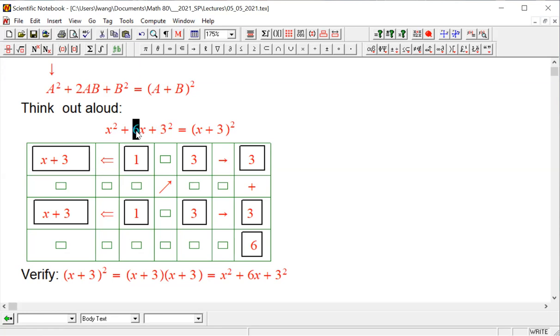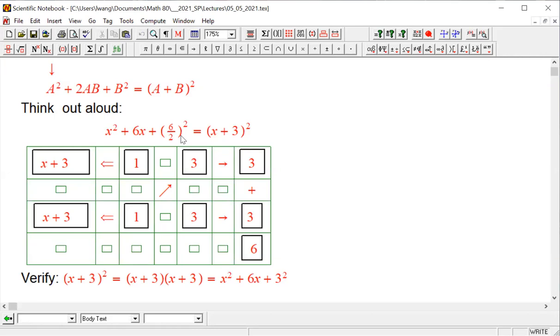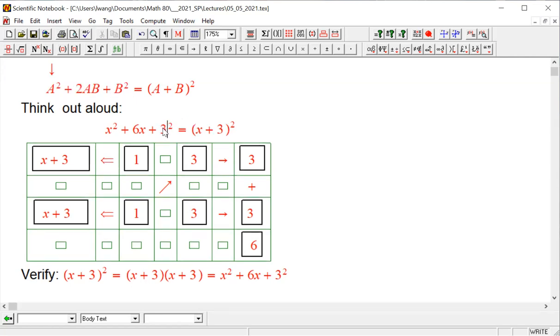3 is a half of 6. Do you guys see that? 3 is half of 6. Half of 6 squared is the b squared you're looking for in this situation. So that was a pattern we have seen before, right? That's a pattern we have seen before.